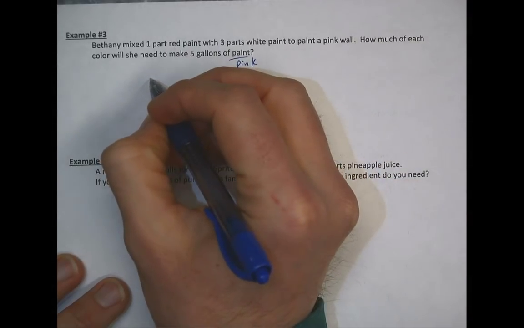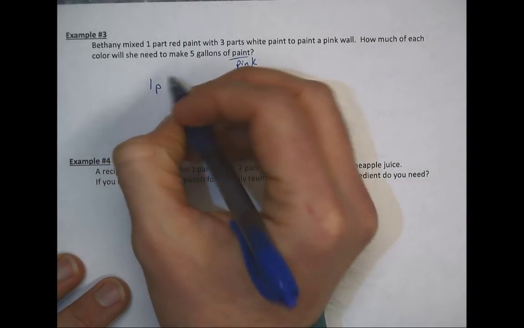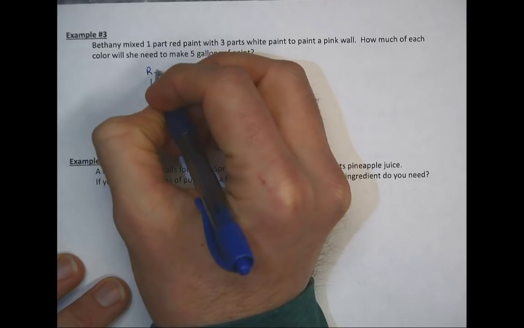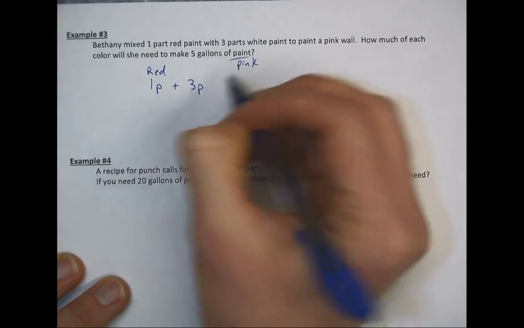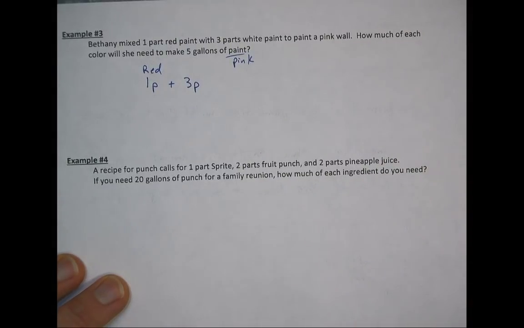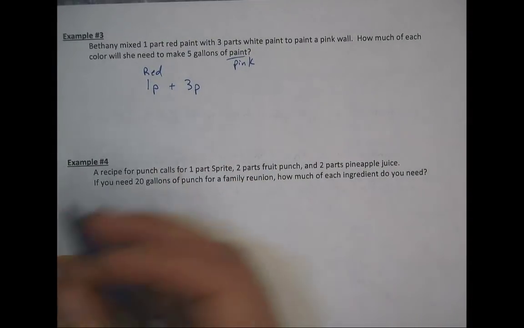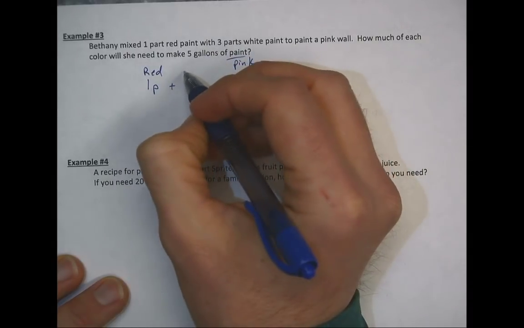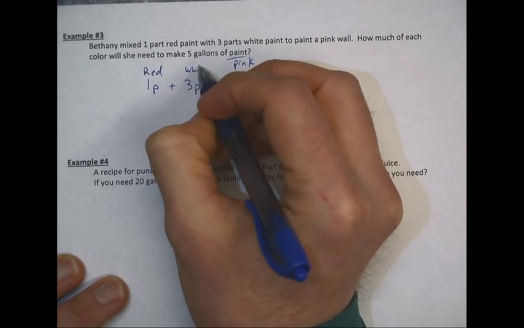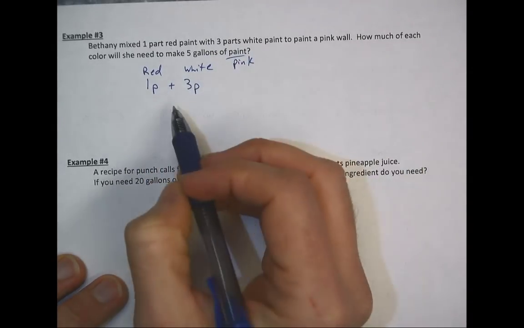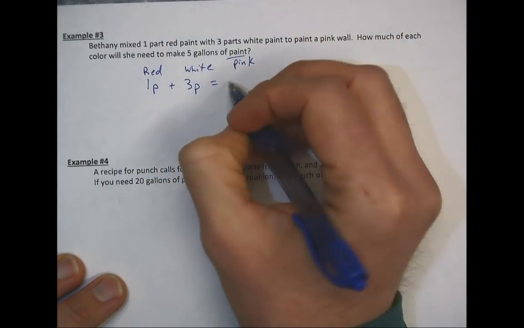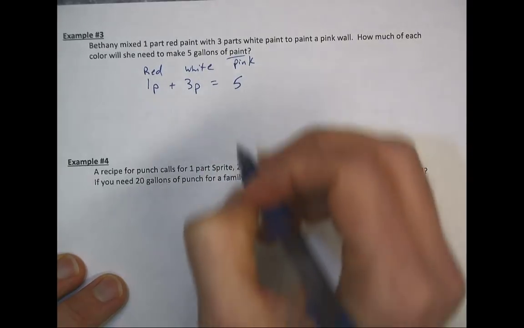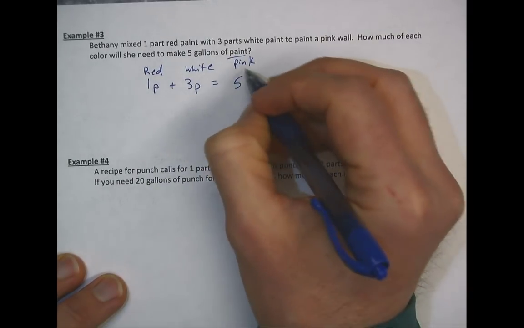So we know it's 1 part or 1 P for the red. And if we add that to the 3 parts, and I'm going to use P, and you can use any variable that you want, but P makes sense for parts here. And this represents the white paint. If I added this all together, this has to come out to, for this specific problem, 5, and that's the gallons.